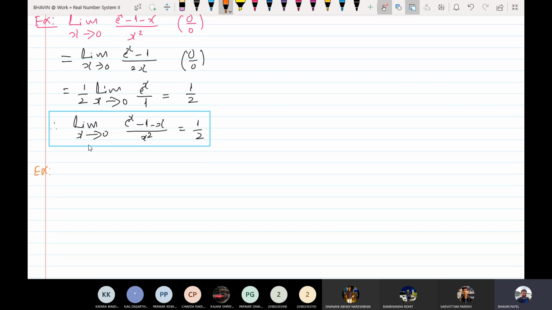Now limit x tends to infinity ln x. Ln x means log x base e upon x. So if x tends to infinity, ln x tends to infinity. So this is infinity upon infinity form. Okay.